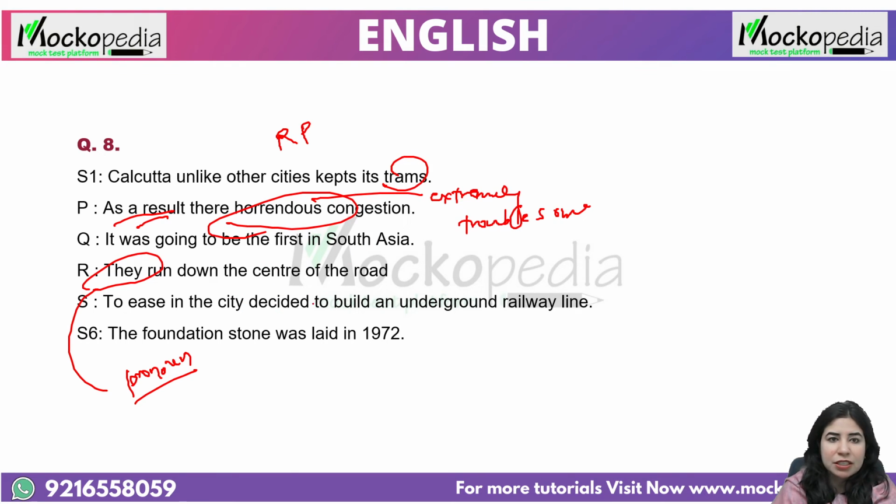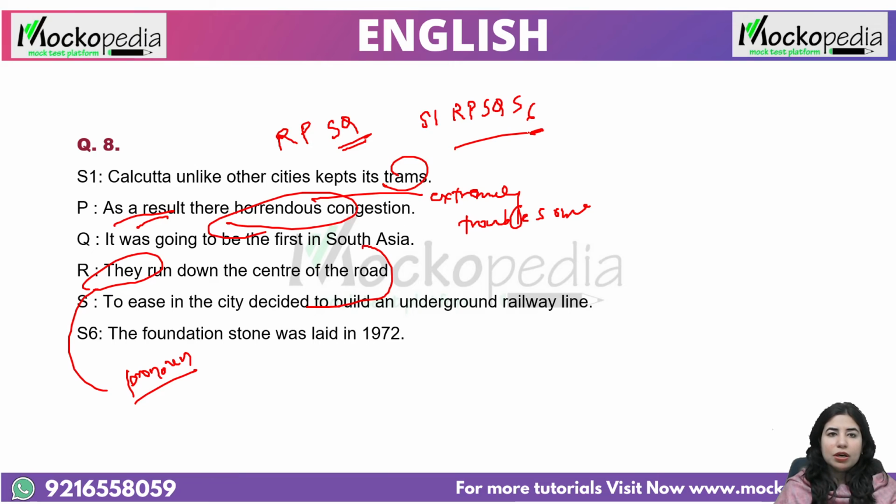So again, it is very easy for you to observe that S and Q frame another mandatory pair, and the foundation was laid in 1972. So this further builds on the idea. So this was an easy one. The correct combination will be S1, RP, SQ, and S6, right? So Calcutta kept trams, then they used to run in the middle of the road. Then the problem of congestion occurred, and in order to sort this problem, an underground railway line was made, and this was the first in South Asia, and the foundation was laid in 1972.